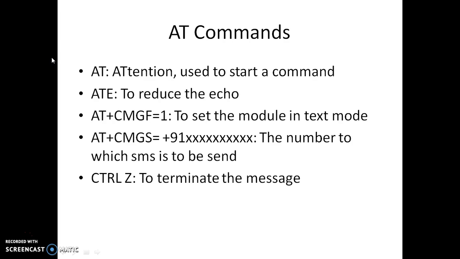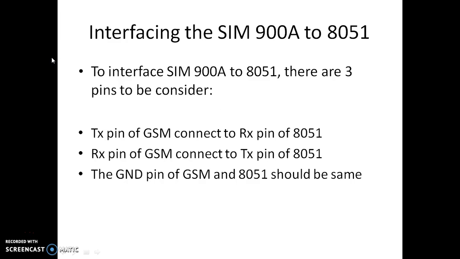This is to set the module in text mode, as we are interfacing the GSM module with the 8051 in order to send a text message. So we require one mobile number to which we will send the SMS. AT+CMGS= followed by +91 and the mobile number is the next command. Here we have to write the number to which we want to send the SMS. Then the last command is Ctrl+Z. It indicates the termination of the message.